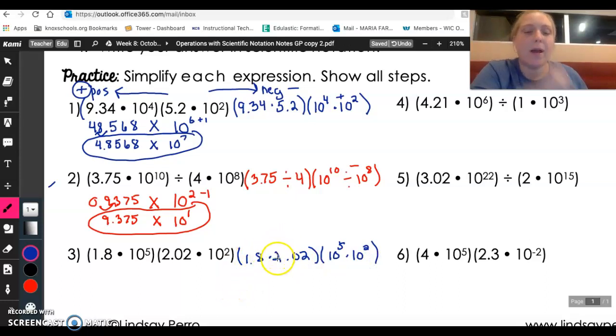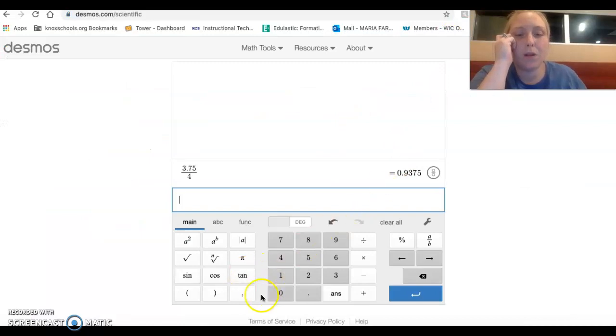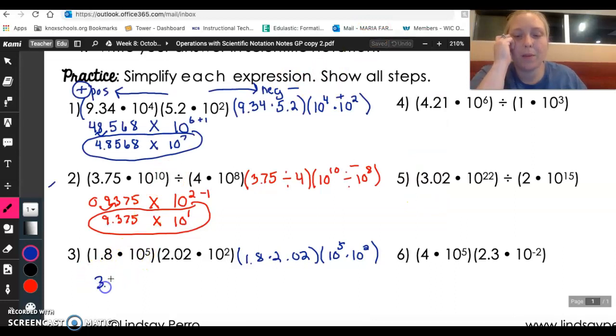Second step is to go ahead and multiply these constants together, and I'm going to use my calculator. It's 1.8 times 2.02. That equals 3.636. As you can see, this number is already in our scientific notation format, so we shouldn't have to adjust this when we're done. All we have left to do is to take care of those powers of 10.